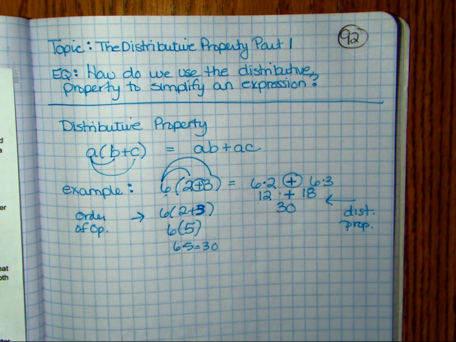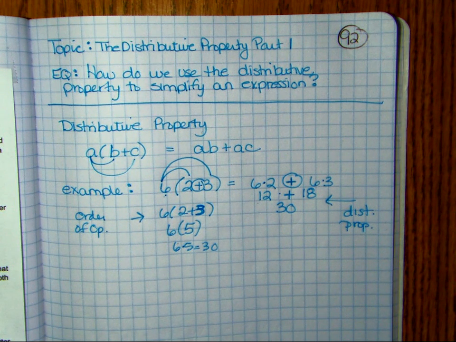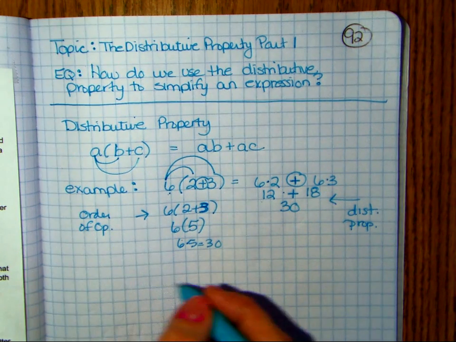Now, when it's a problem like 2 plus 3, it doesn't seem like, well, why do I need to use the distributive property? I could easily multiply 6 times 5. It's actually easier. It is, but there will be times where the problem will actually be harder if you don't use the distributive property. So we need to make sure that we are using it when we can.